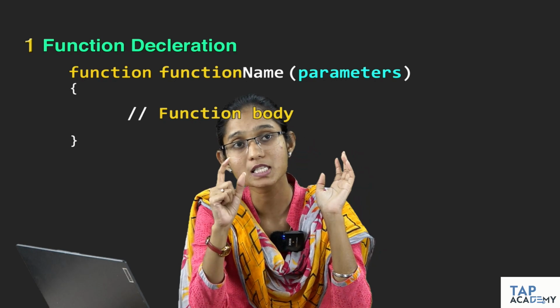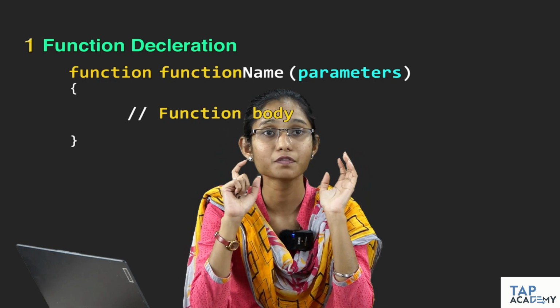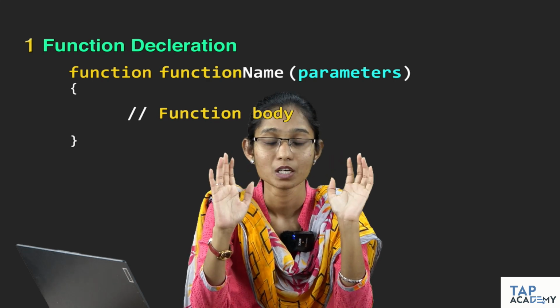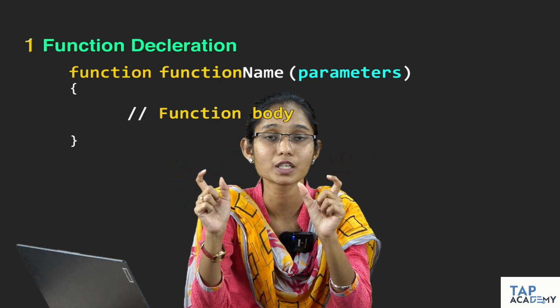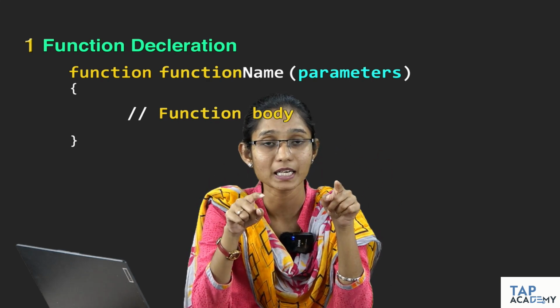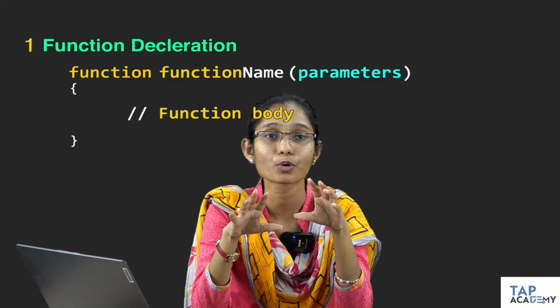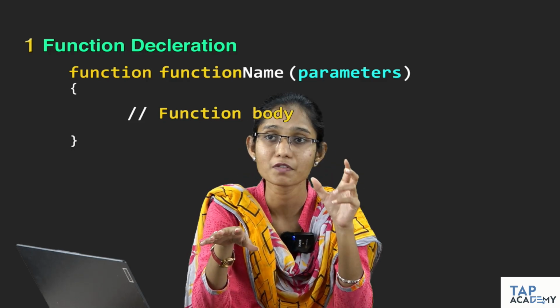Okay, but this is the syntax of creating the function declaration. You can see the syntax is very simple. Function keyword, function name, if parameters are required, parameters inside the parentheses, and then if you want to provide any kind of body inside curly braces, we have to provide that function body.